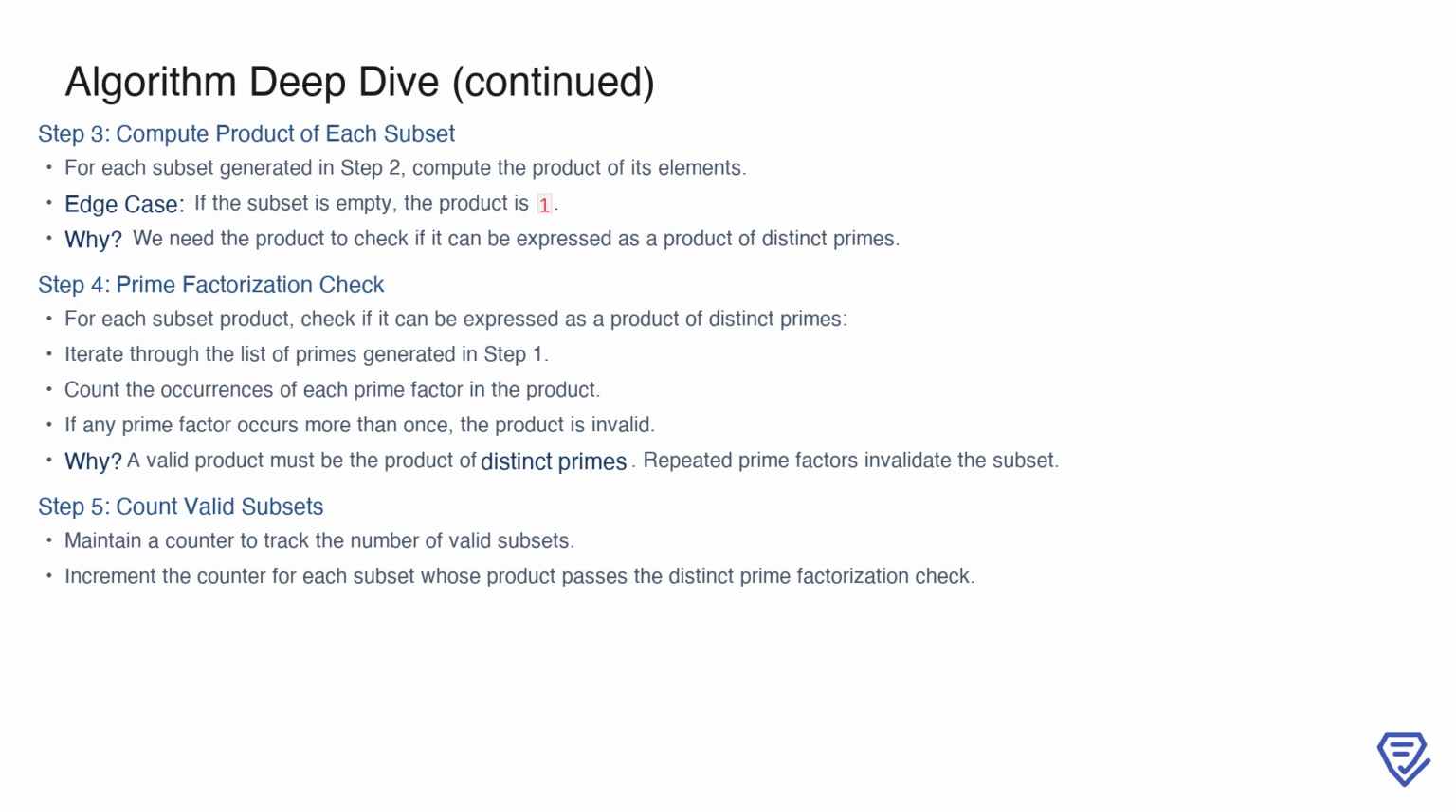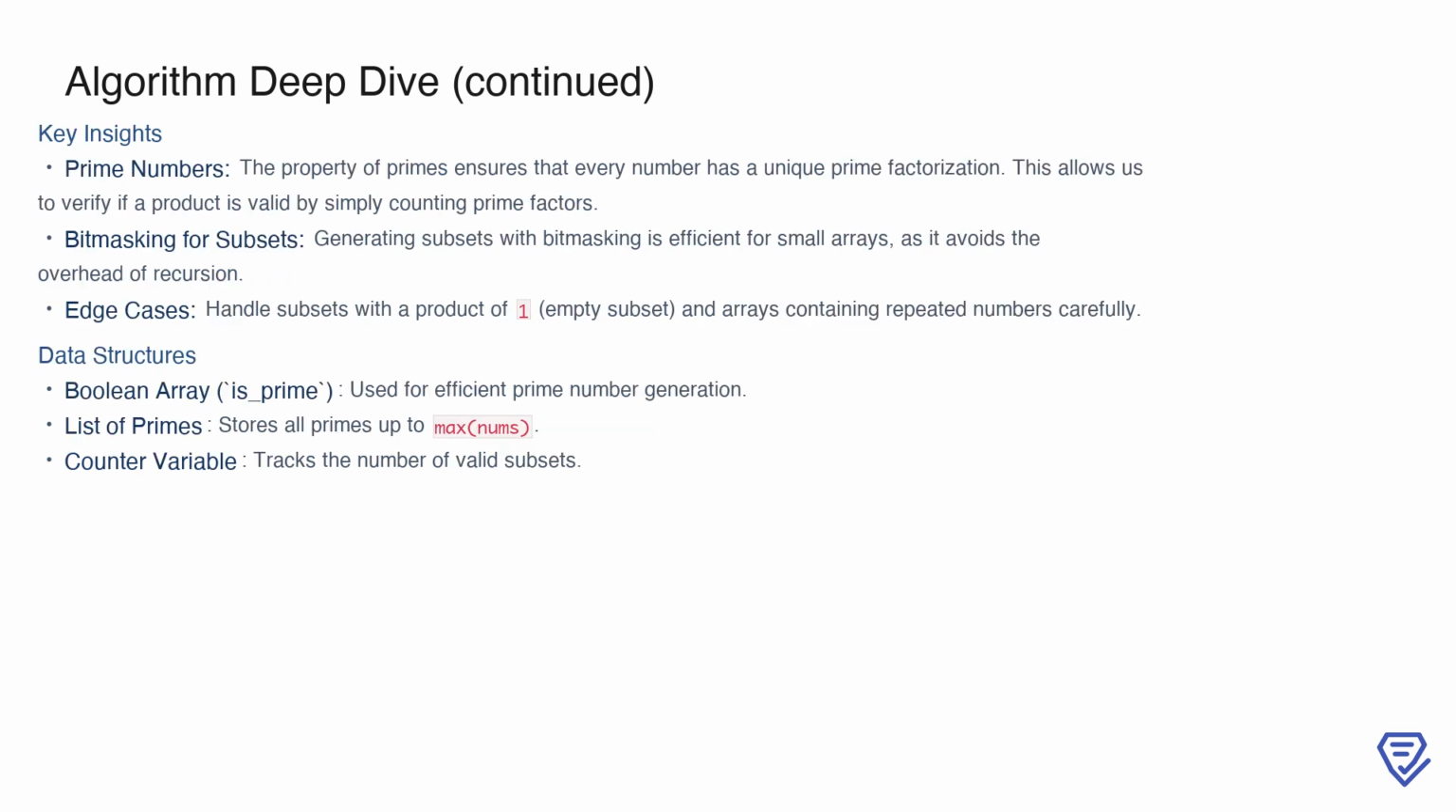To keep track of valid subsets, we maintain a counter that increments each time a subset passes the factorization check. This systematic process ensures that we only count subsets whose products meet the problem's criteria. Several key insights help us understand the algorithm.